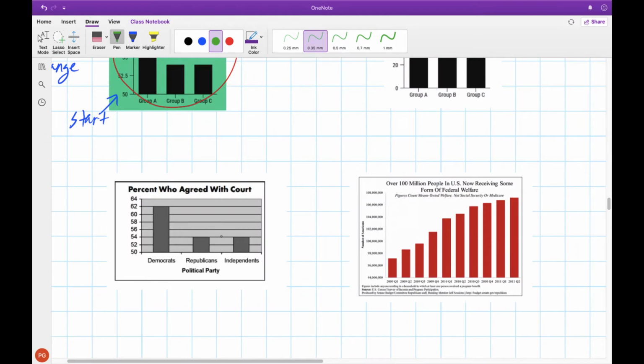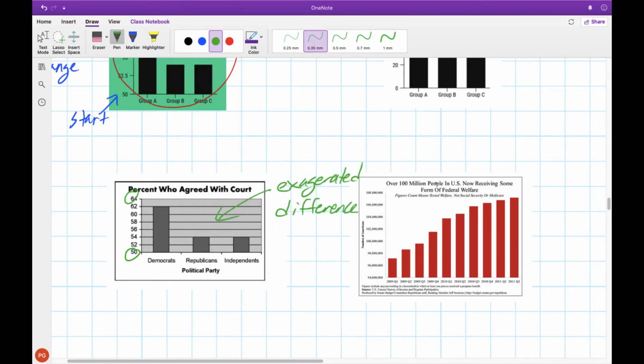Here are some more examples from different websites I was able to find. Here it looks like there's a huge difference between Democrats and Republicans and independents for who agreed with some court decision. But again, this is done from 50% to 64%, so it's only a small picture. So this has exaggerated the difference between these two.